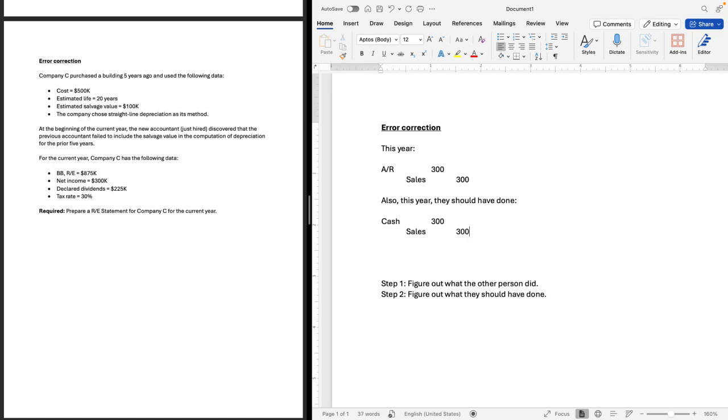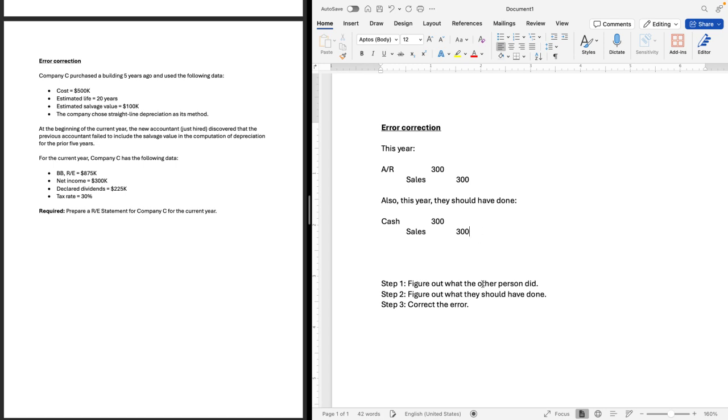So the sales part was correct, right? I mean, they credited sales and they were supposed to. The problem is they put $300 in accounts receivable when they should not have. They should have put it in cash. So step 1, figure out what they did. Step 2, figure out what they should have done. And then step 3, correct the error.